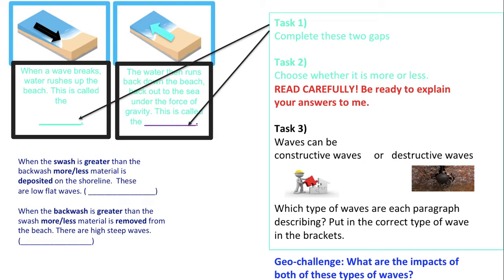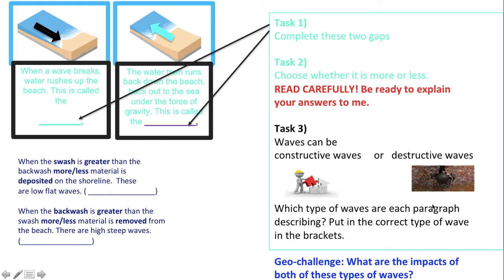Watch this video here, and then you'll be able to fill out this sheet. You can make these notes. When a wave breaks and rushes up the beach, this is called, I'll let you put that in. And when it goes back, what type is it? When swash coming up is greater than the backwash, do you think more or less material is deposited on the shoreline? Put that in. When swash is greater, is more or less removed? Notice how it says deposited here, this one says removed. Choose the option that's correct.